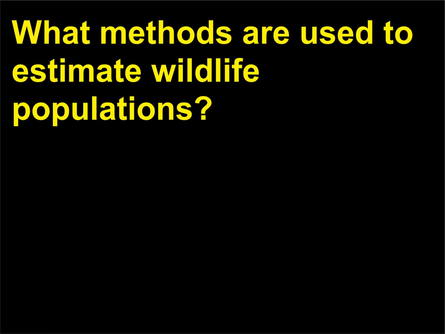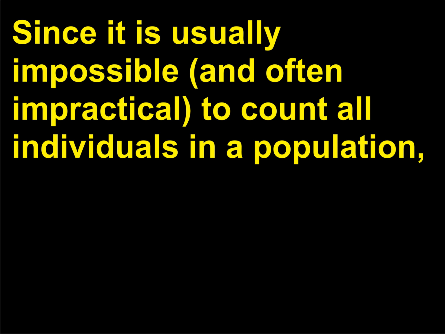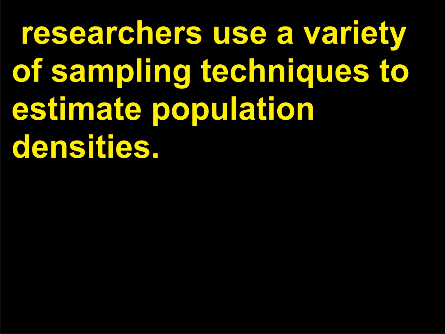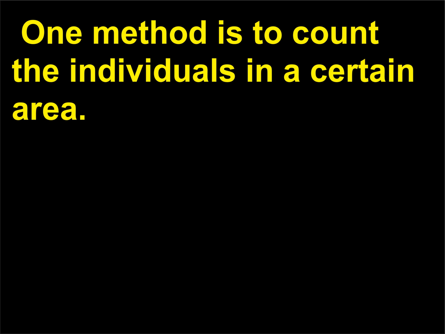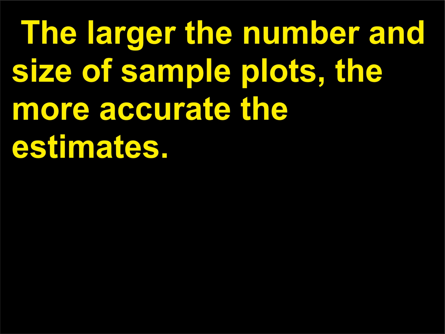What methods are used to estimate wildlife populations? Since it is usually impossible, and often impractical, to count all individuals in a population, researchers use a variety of sampling techniques to estimate population densities. One method is to count the individuals in a certain area. The larger the number and size of sample plots, the more accurate the estimates.